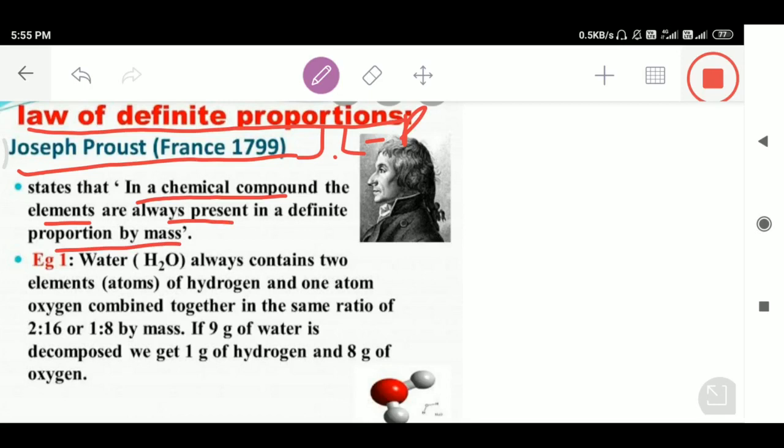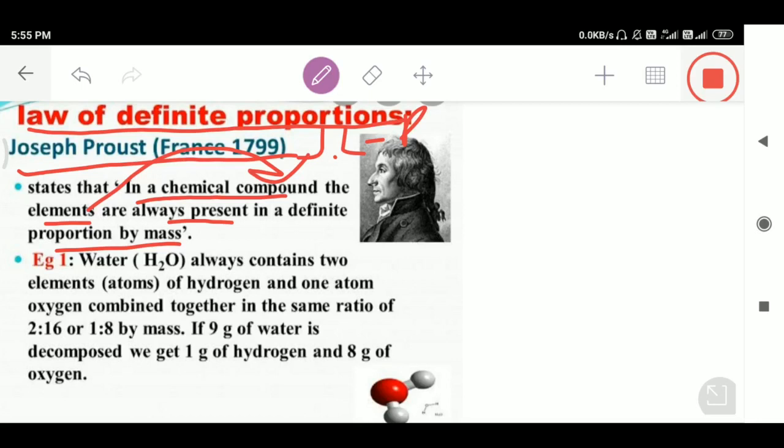I told you in the previous lecture that when two or more elements combine with each other, they form a chemical compound. According to this law, in a chemical compound, the elements are always present in a definite proportion by mass. Actually, it was Antoine Lavoisier, father of chemistry, and many other scientists like J. L. Proust who observed that many compounds were composed of two or more elements. When there is a reaction between two elements, there is always formation of a compound.